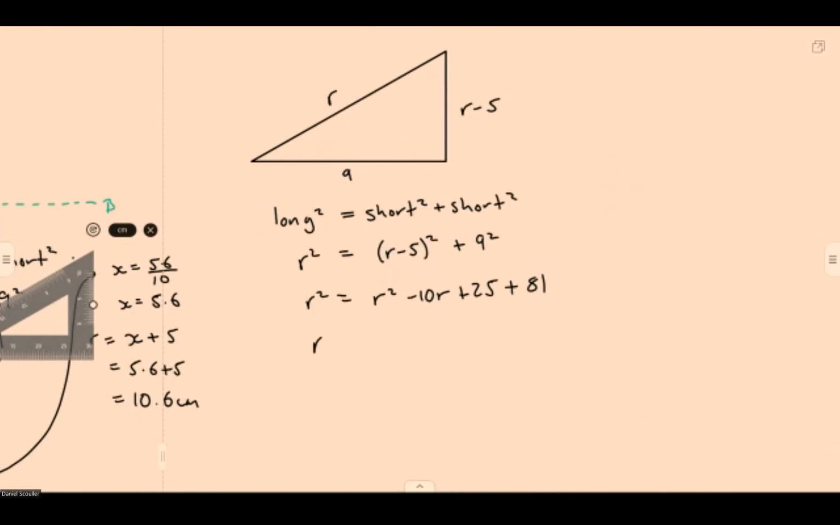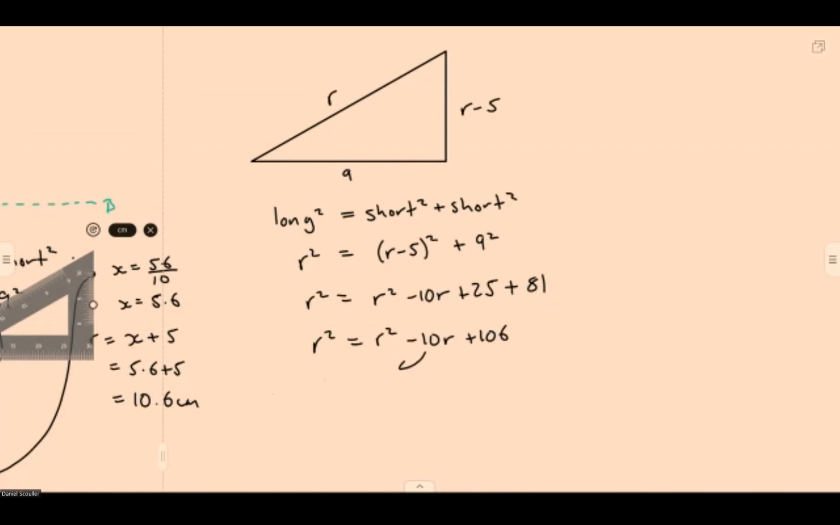Okay, and then let's tidy that up a wee bit. r squared minus 10r plus 106. And then she moved the r squared over to the left hand side and made it r squared minus the r squared, which cancelled that out. So you can move either one to either side. It's just about cancelling that out. And then you can move that 10r as well over to the left hand side.